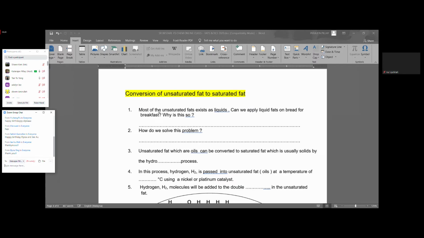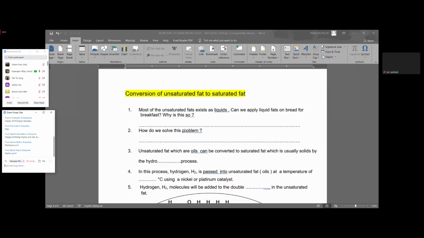So look at number 1. Most of the unsaturated fats exist as liquids, like oil. I told you just now, isn't it? Can we apply liquid fats on bread for breakfast? Answer is no. Put that note first. If you apply liquid oil on bread, then the oil will spill out. Correct or not? It won't taste nice. So put down just cannot.